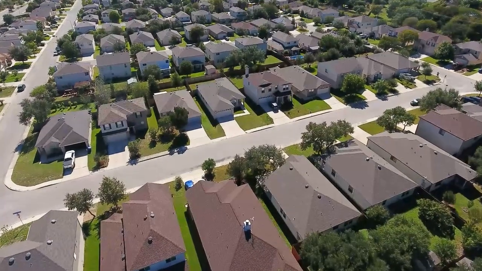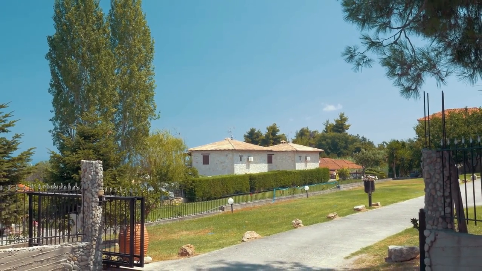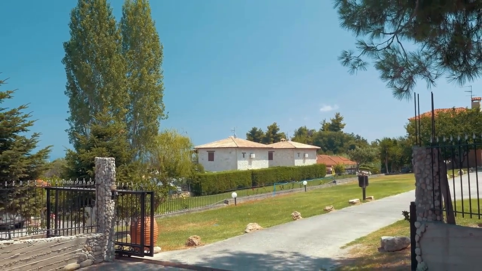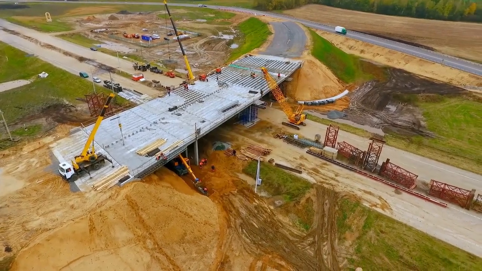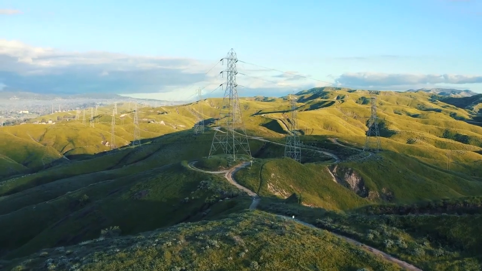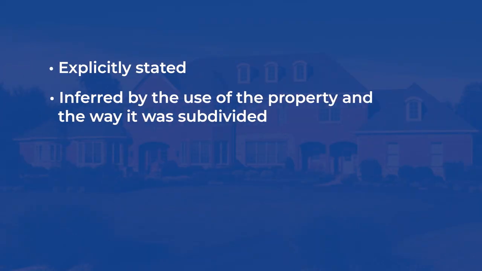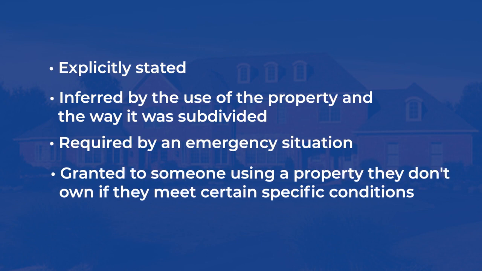They can include private interests that allow someone to drive through a portion of another person's property in order to access a public street. Easements are also used by public entities and utility companies to place and maintain piping and power lines. Easements can be explicitly stated, inferred by the use of a property and the way it was subdivided, required by an emergency situation, or granted to someone using a property they don't own if they meet certain specific conditions.